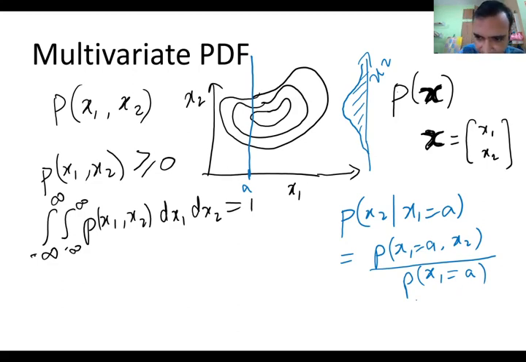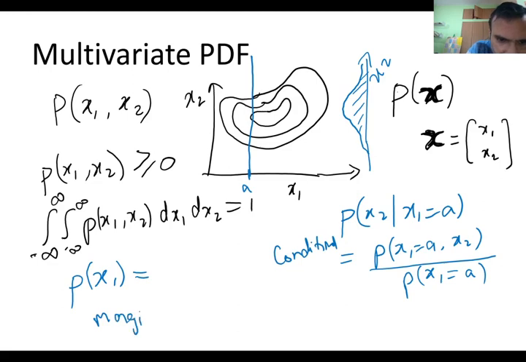Similarly, we can define p of x1. This is conditional, and this is the marginal. So what do we have to do in the marginal? We have to eliminate the other variable, which is x2. So we will integrate over all values of x2, and we will take p of x1 x2 dx2.